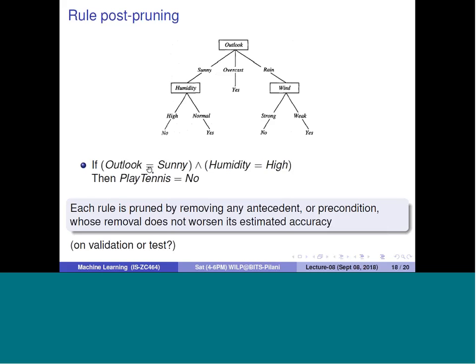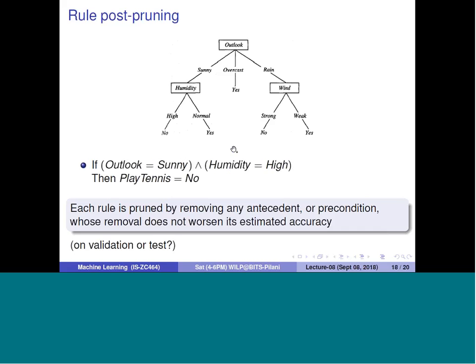You are removing all of those things from the set, and then a lot of rules are given to you. For example, if outlook is equal to sunny and humidity is high, then play tennis is equal to no. This is the rule. If you see that removing humidity equal to high makes it better, you remove this and try to see what is the best accuracy. You can remove only something, you cannot remove all the things.